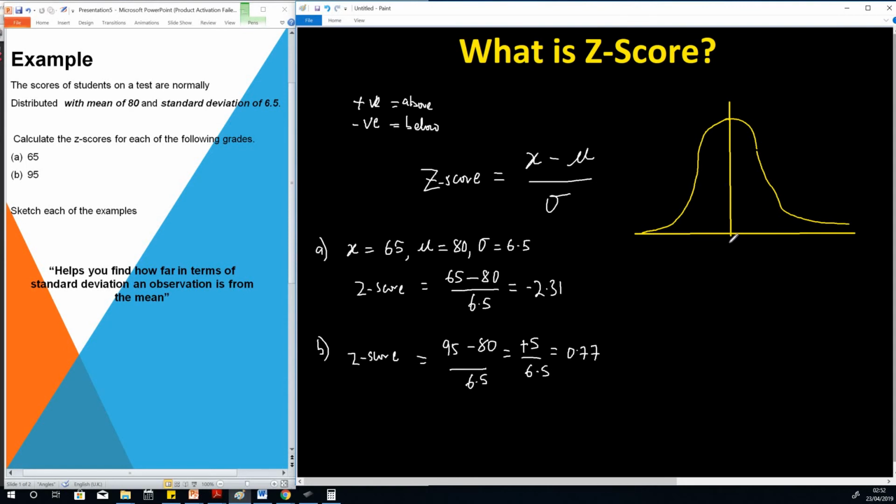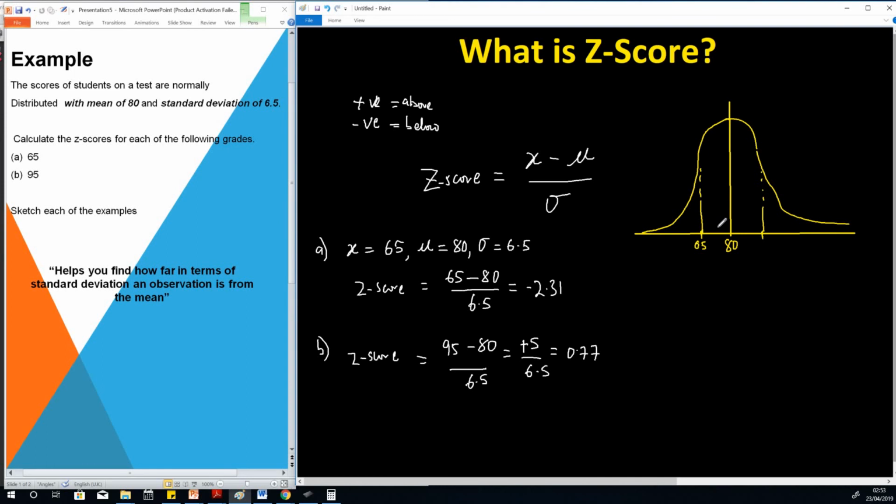At this point, we have our mean of 80. In the first case, we have 65, so that is somewhere at this point below the mean, somewhere here. And in the case of 95, we have it somewhere here. But we now calculate this in terms of standard deviation.